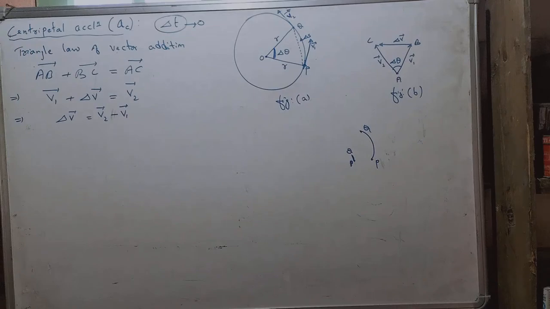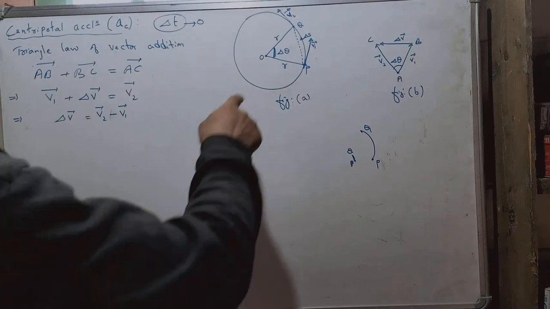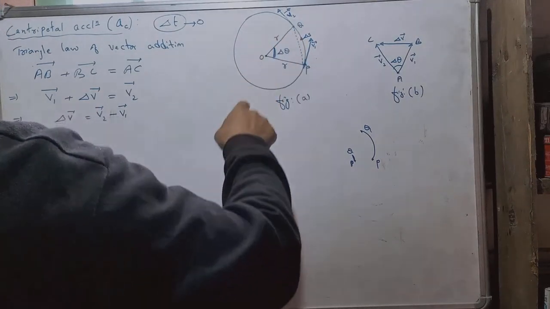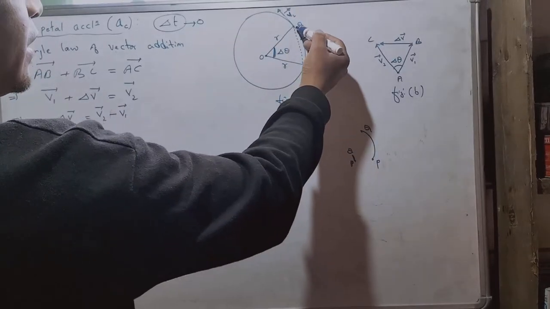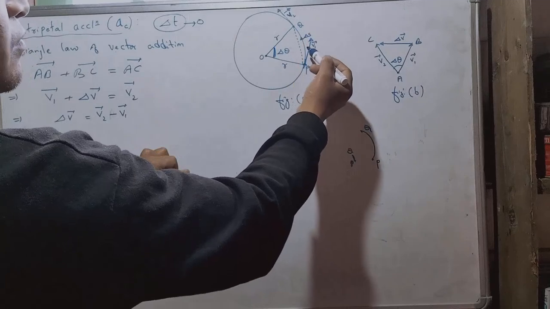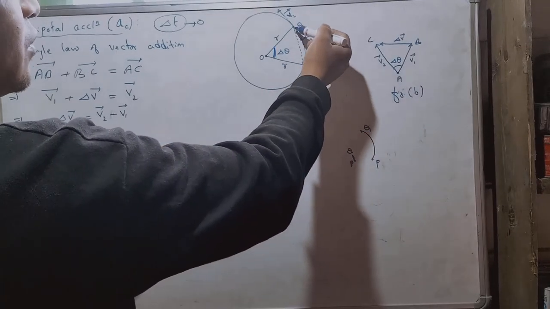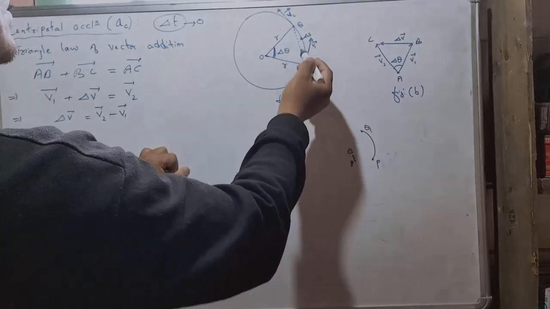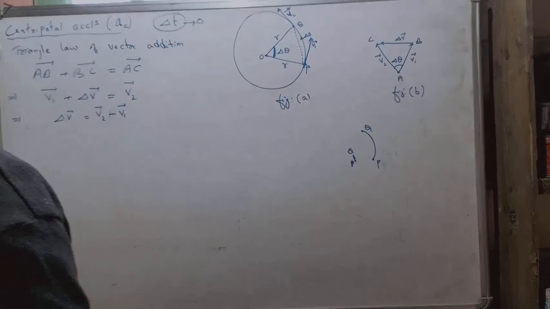Okay, so then if that is the case, for a small time interval delta t, this OPQ becomes like a triangle, right? Because this is a curve, but for a short time, I told you that this arc PQ becomes like a straight line. So OPQ now becomes a triangle.